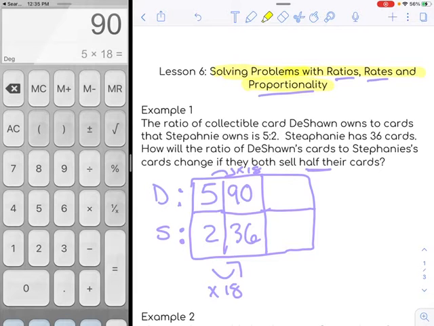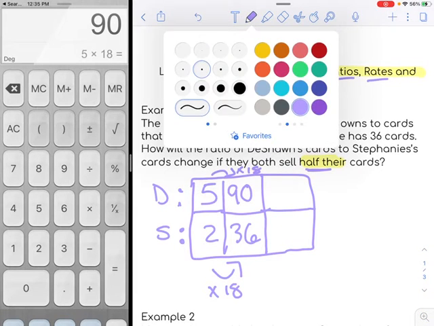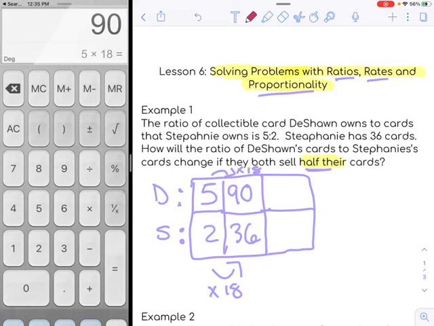Now we can finish the problem because it's asking us, what if they both sell half of their cards? If they sell half, that means they're cutting it in half, or dividing by 2. So half of 36 and half of 90. Again, you can divide if you're not sure what this would be. 36 divided by 2, which we just did, is 18. And then 90 divided by 2 is 45. So if they're selling half their cards, Deshawn has 45 and Stephanie would have 18.